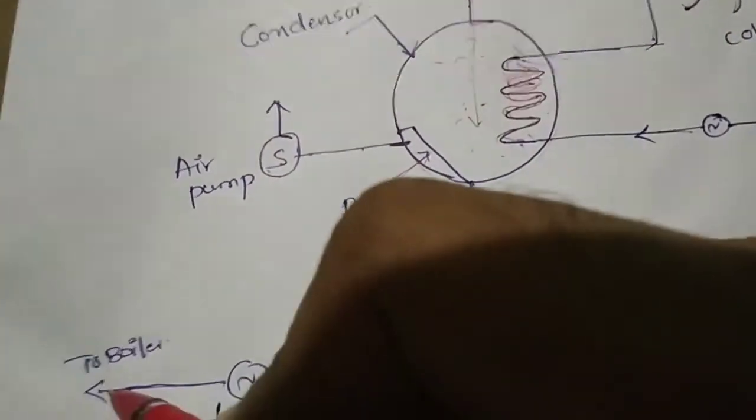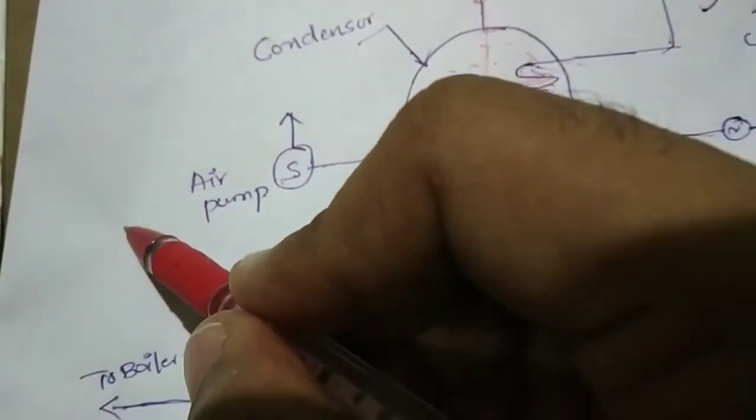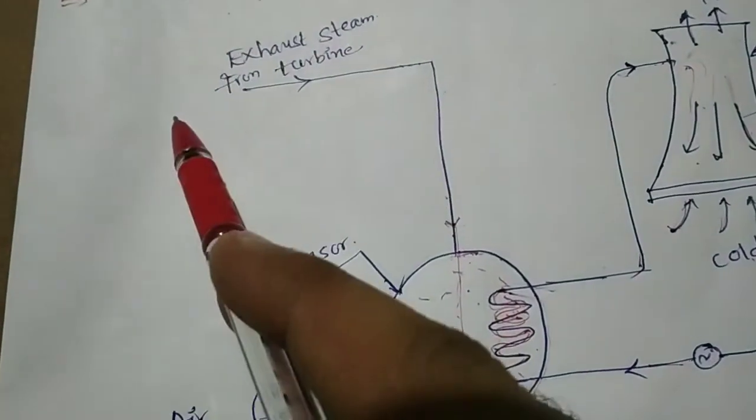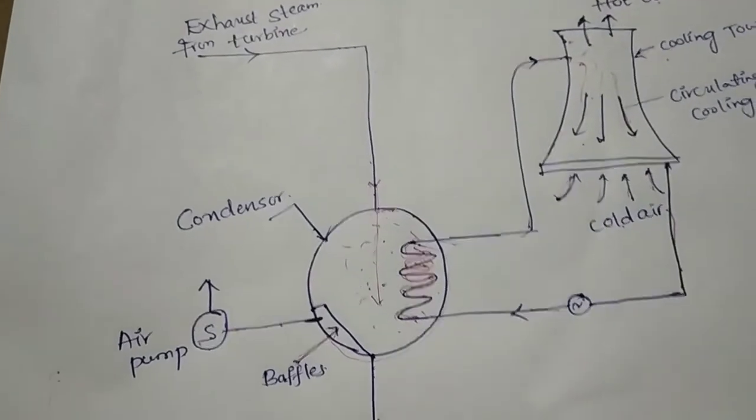In the boiler, with the help of a small fuel supply, this hot water will be converted into steam or water vapor, that will be sent to the turbine. In the turbine, expansion will take place. Like this it will repeat again.